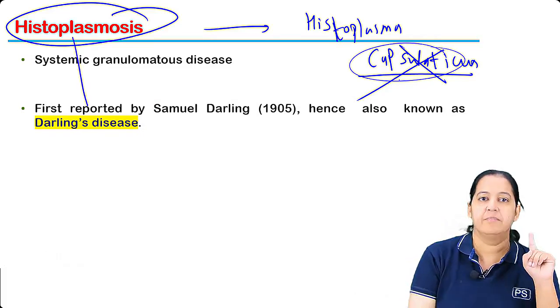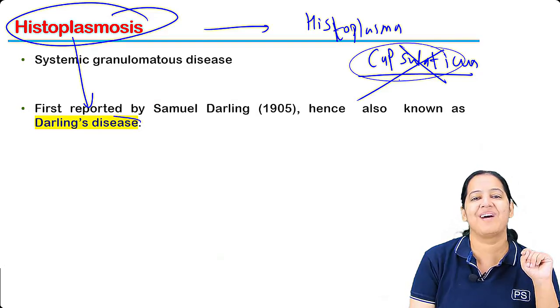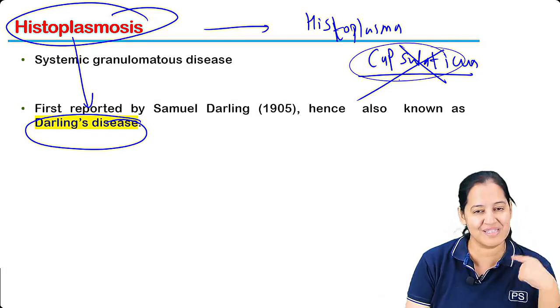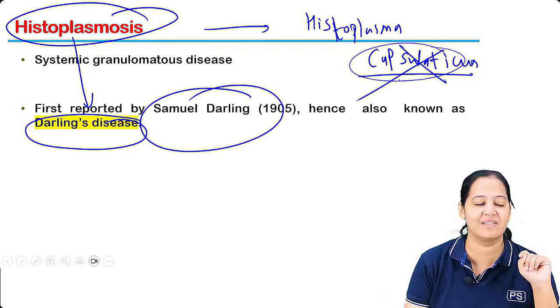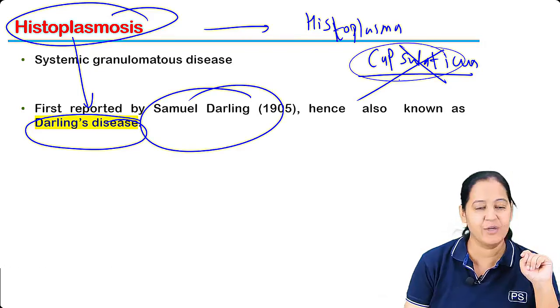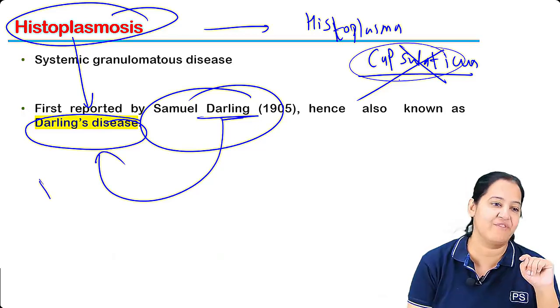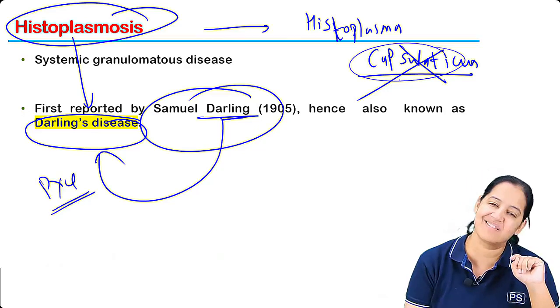Learn the other name. Histoplasmosis, also known as Darling disease. Very beautiful name. Why Darling disease? Because it was discovered by a scientist, Samuel Darling. That's why, to honor the scientist, we name the disease Darling disease. So it's also a PYQ and FMG question: what is Darling disease? The answer is histoplasma.